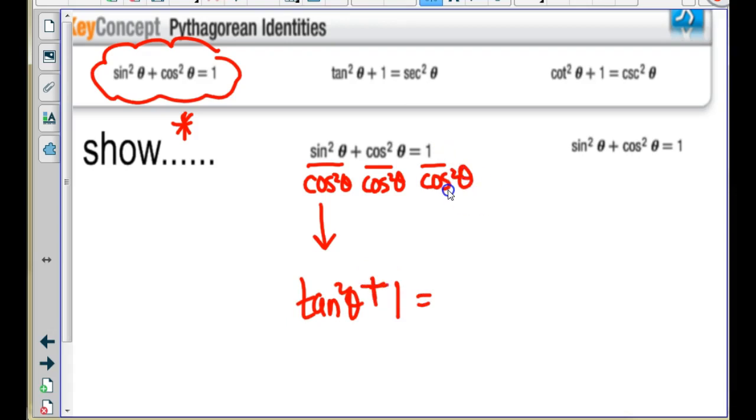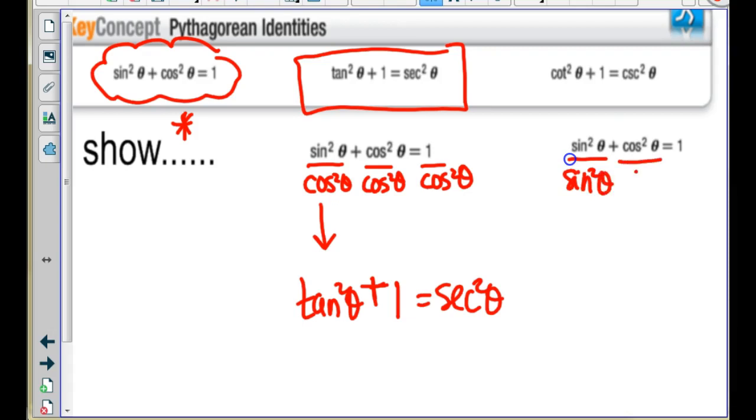And over here we have 1 over cosine squared, which would be secant squared. So this weird one that we can never remember is really just taking this and dividing everything through by cosine squared. Now, if we divide it instead by what?